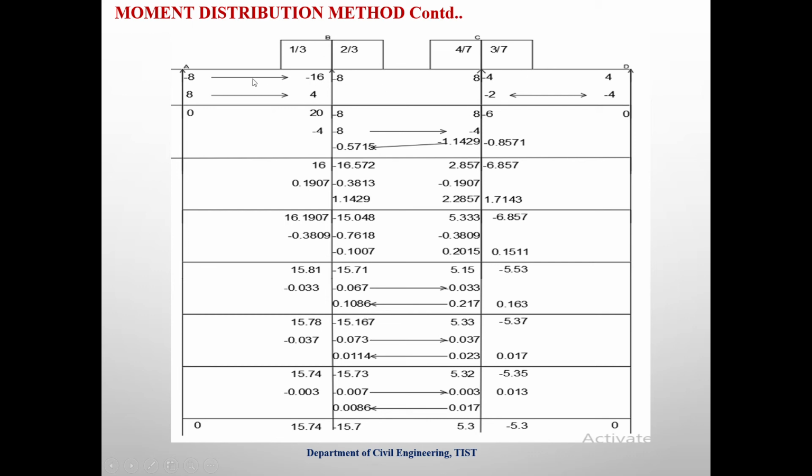When we consider the support moments, the end supports, support A and support D, are simply supported ones. So we have to consider the end supports first. That means we have to do the end corrections at the end supports first. Here A is a simply supported one. That means we have to make the moment at A equal to 0. In order to make the moment at A equal to 0, we have to apply 8 here. If we are applying 8 here, there should be some carryover at this end.